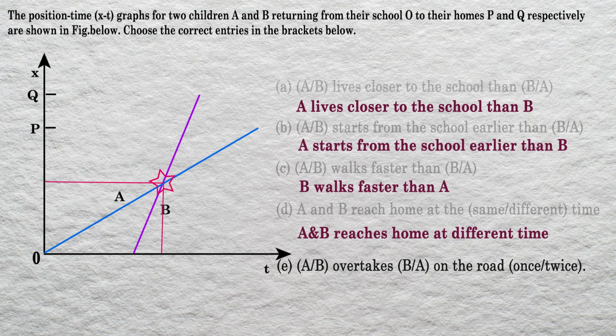Where it overtakes? At the intersection point. Well, if you draw a perpendicular line from the intersection to the time axis and to the distance axis, so that intersection point will give you the time where B has overtaken A, also at what distance B has overtaken A. So you will get both the time as well as the distance also. And how many times it overtakes A? Well, B overtakes A only once, as you can clearly see from the graph.